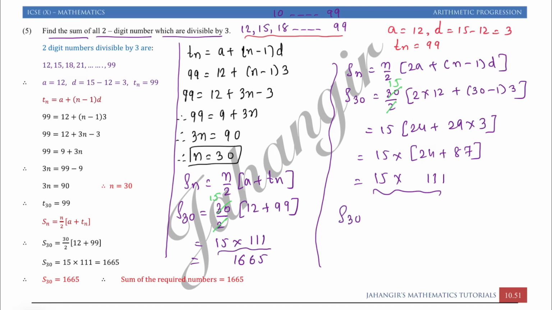So therefore S30 is 1665. So in both cases you can do it. Most of the time when the last term is given, I am always going to use the short formula so that you can save your time for calculation.